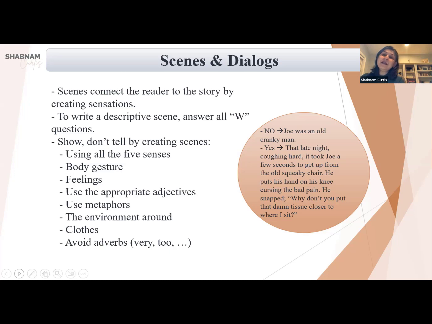So you get that he's a cranky old man, right? But you also get that he's in a lot of pain. So I'm trying to show you here rather than telling. The first sentence is more judgmental, but the second sentence brings more compassion: oh my God, Joe was actually in a lot of pain and he needed more help.